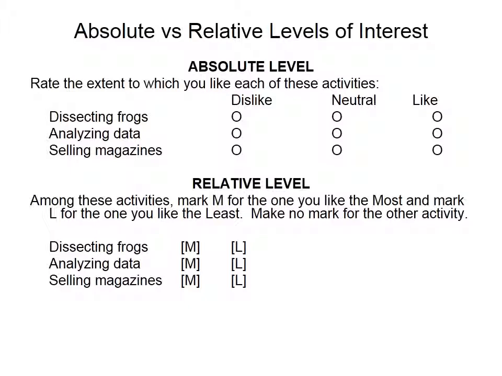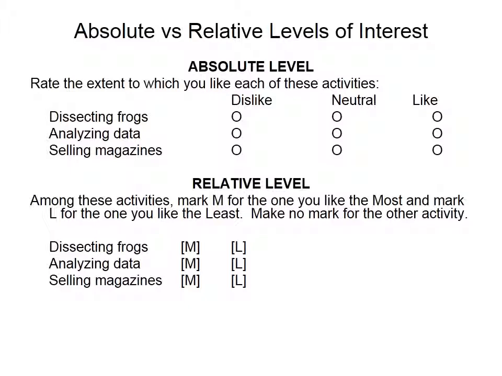So the first thing I'd like to note is that one of the broad aspects that differentiate vocational testing is whether they're using absolute level of agreement versus relative level of agreement. So absolute level is basically the extent to which you like each of these items. So for every single item, you're going to be able to rate whether you like them or dislike them. So for example, dissecting frogs: like, dislike, neutral. Analyzing data: like, dislike, neutral. Selling magazines. So it is possible for someone to be neutral on all three of these. It is possible for someone to say they dislike all three of these. And it's also possible for someone to say they like all of these.